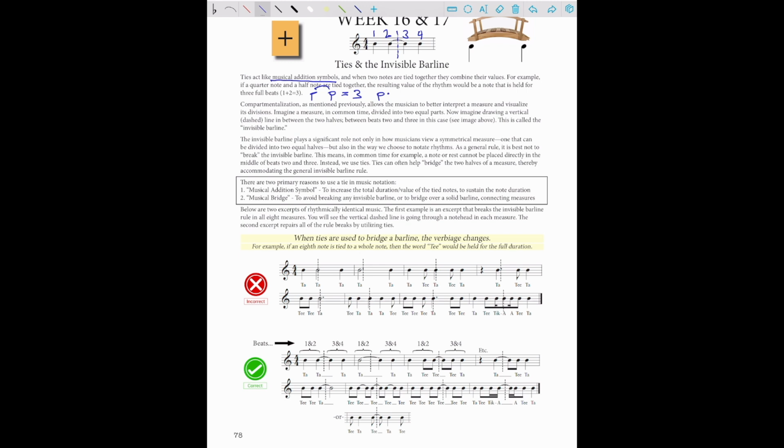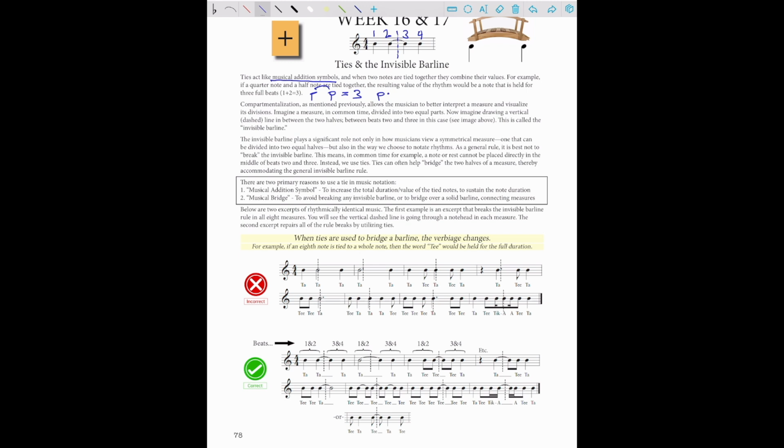Now, a little caveat here. Will publishers sometimes break the invisible bar line? Absolutely. But in the beginning stages of understanding rhythm and reading music notation, I find it to be really important for students to have that compartmentalization and to adhere to the invisible bar line rule. It just helps us better understand rhythmic sight words in this case.